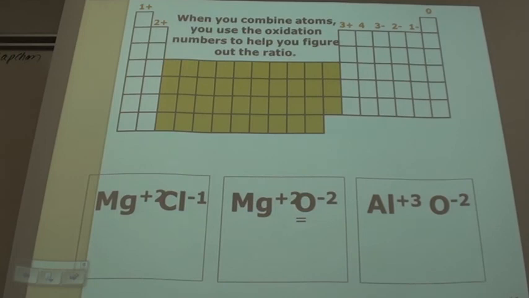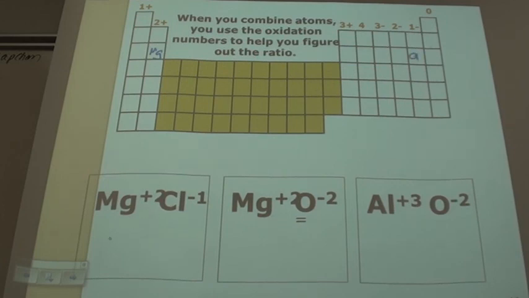So here you go. You don't have to write this down, you just have to watch what happens. When you combine atoms, you use the oxidation number. Remember, the oxidation number is the charge, and we went over that yesterday, to help you figure out the ratio between the metal and the nonmetal. Magnesium is in group 2, so it has a charge of +2. Chlorine is in group 17, so it has a charge of -1.